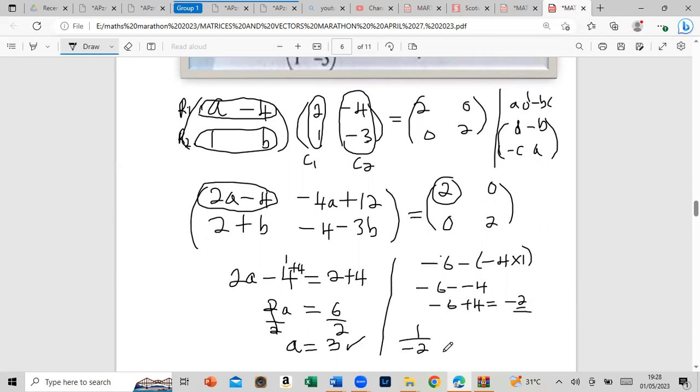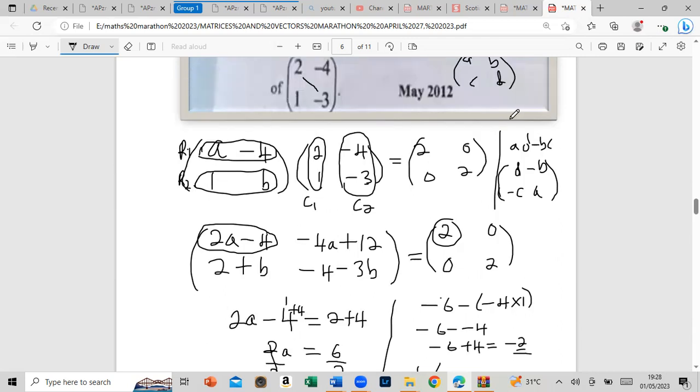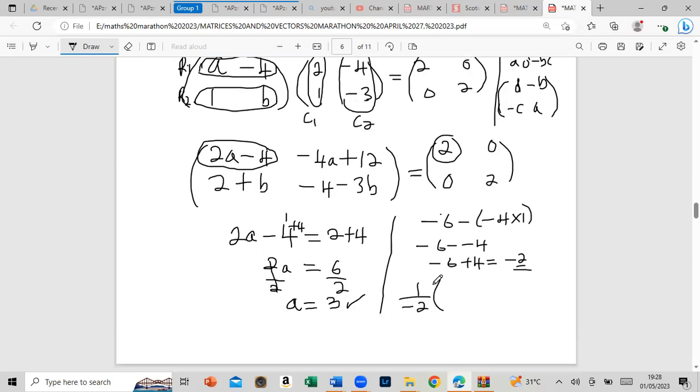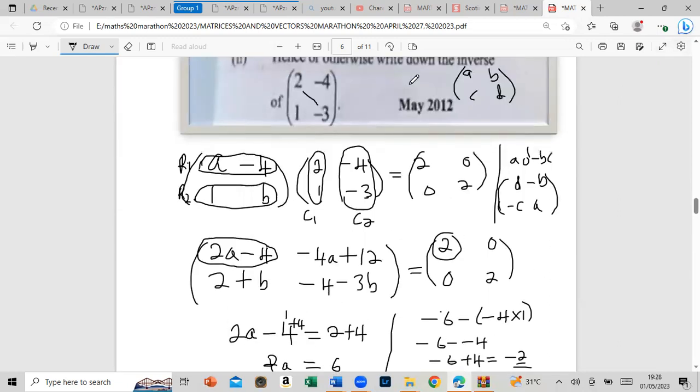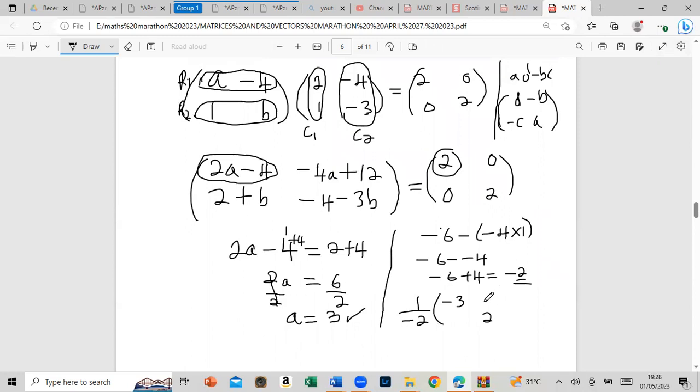And then now you put 1 over the determinant, which is the same negative 2 that we got. And we change the position of A and D. See it? So A comes down and D goes up. So it's going to be 2 and 3. So 3 goes up at the top and 2 goes down there. And we have negative 4 and 1. So we are going to change the negative 4 here to positive 4. So we are going to take the inverse of whatever is there. So that gives 4, and then this gives negative 1.